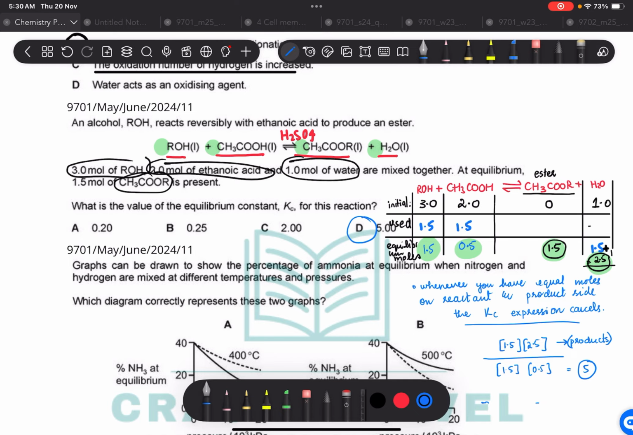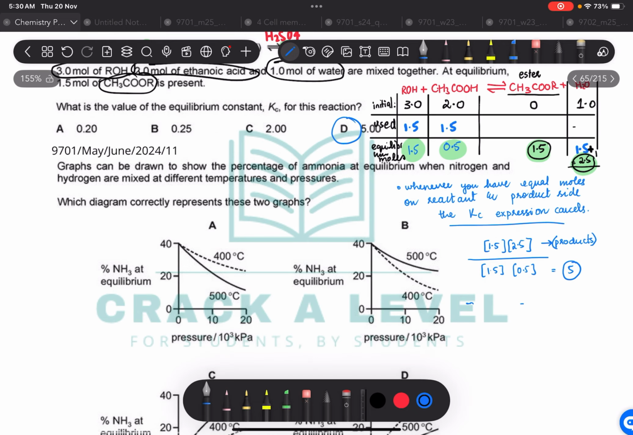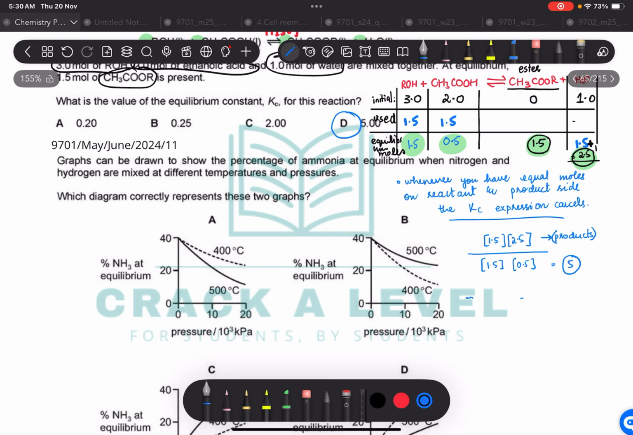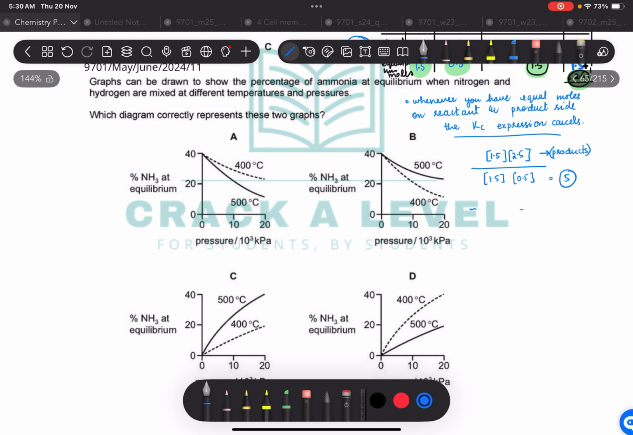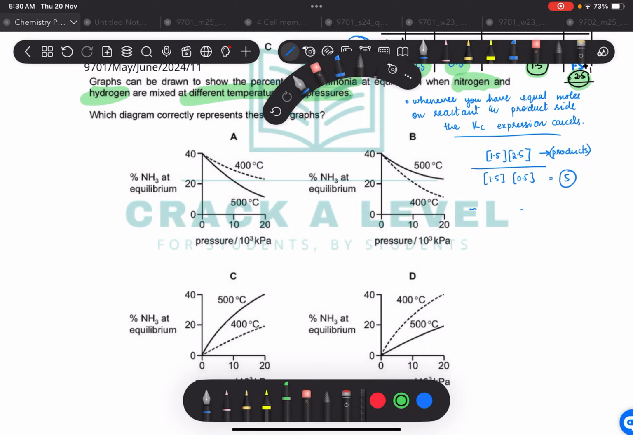Okay, graphs can be drawn to show the percentage of ammonia at equilibrium when nitrogen and hydrogen gases are mixed at different temperatures and pressure. Which diagram correctly represents these two graphs? So now, when we mix nitrogen and hydrogen at different temperatures and pressures, the percentage of ammonia that's formed is being described on the graph. Which diagram correctly represents these two graphs?